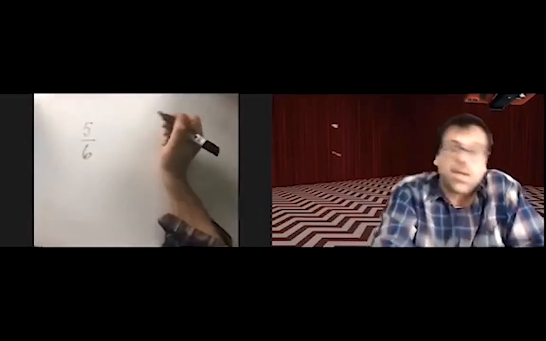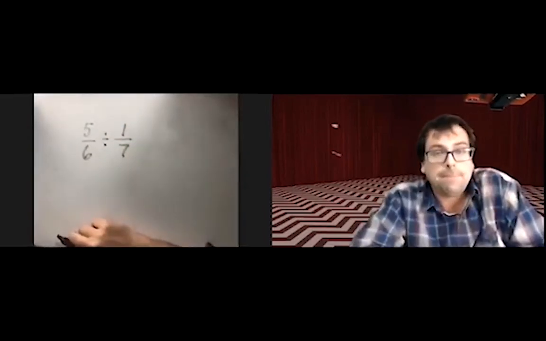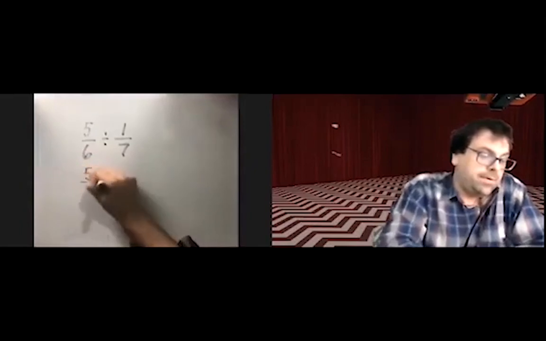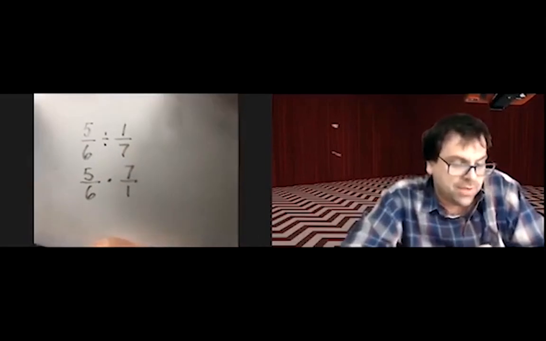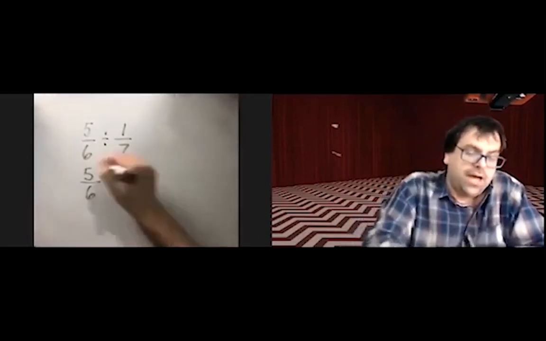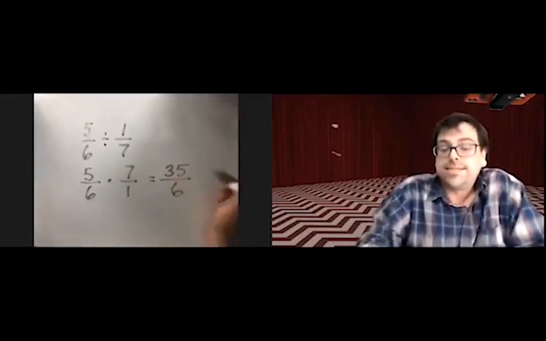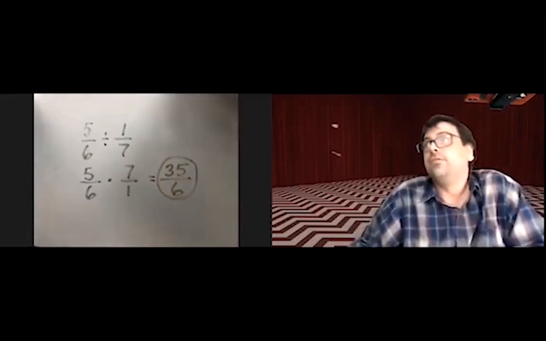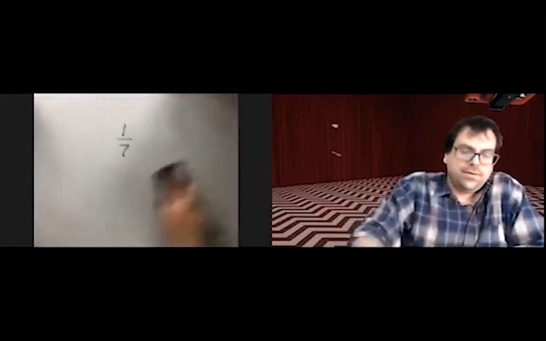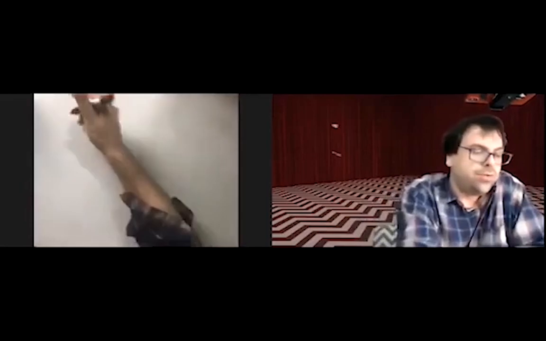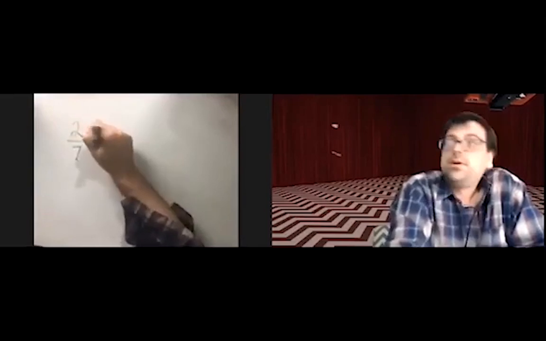5/6 divided by 1/7. Keep, flip, change division to multiplication. 5 times 7 is 35. 6 times 1 is 6. 35 over 6. See, once we learn this one new thing, we just added on to what we already knew.